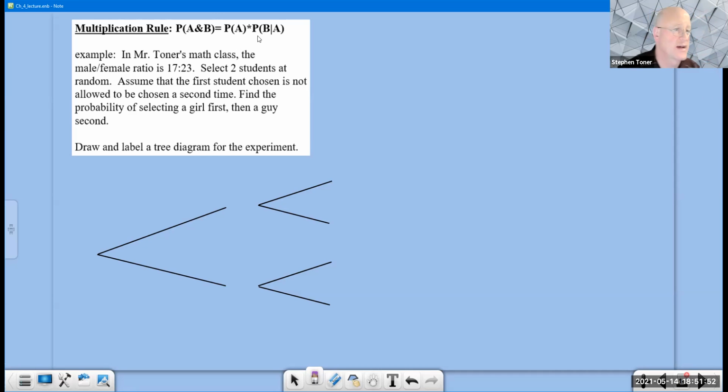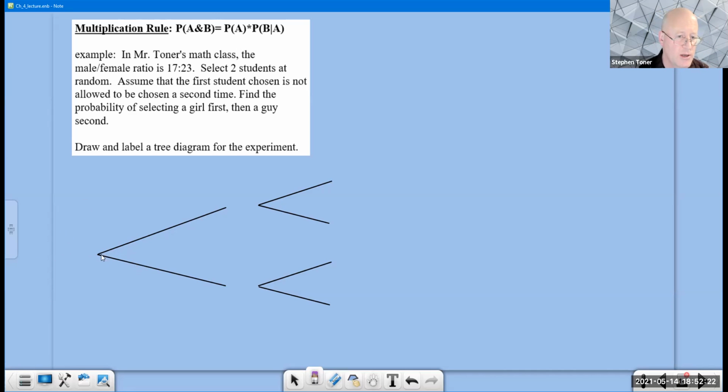In my math class, the male-female ratio, I'm going to tell you in a particular class, is 17 to 23. We're going to choose 2 people at random and assume that the first person chosen is not allowed to be chosen a second time. They will be different people. Find the probability of choosing a girl first and a guy second, and then I want you to draw and label a tree diagram. Okay, what do we have here?